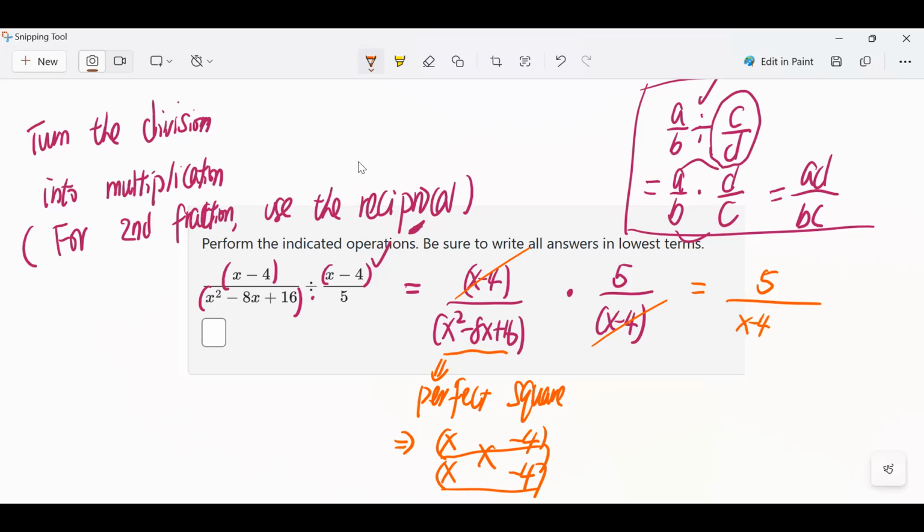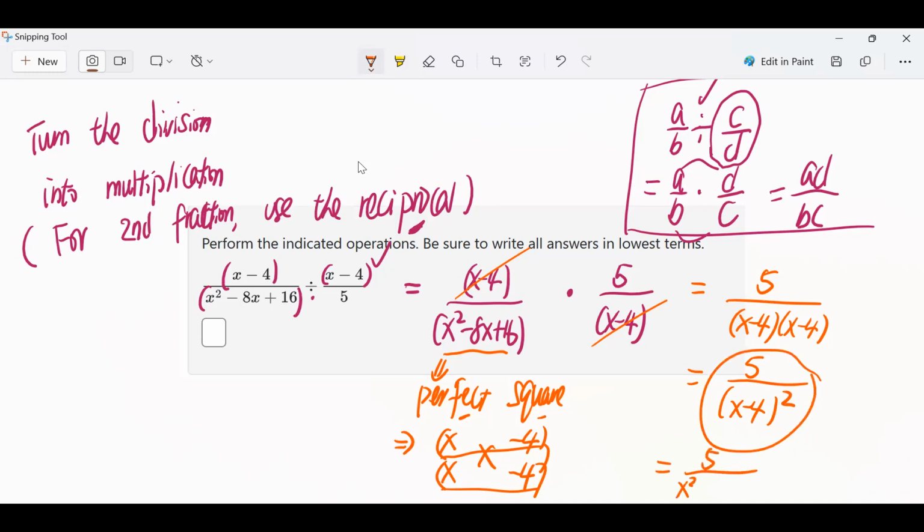It's x minus 4 times x minus 4. That's why it's called a perfect square. So you get 5 over (x minus 4) squared. You can leave the answer as 5 over x squared minus 8x plus 16, right? No problem. That's equally good. But here I just want to show you this is actually what we call a perfect square.